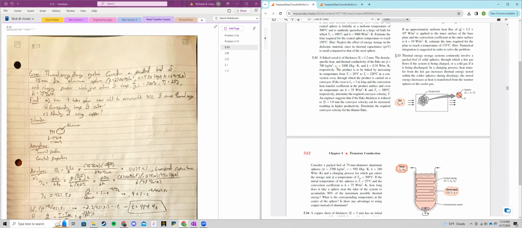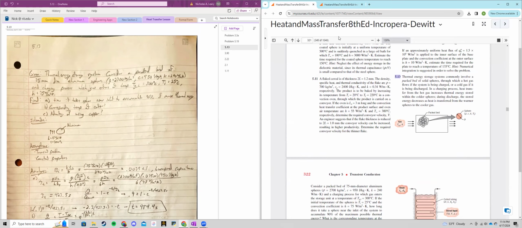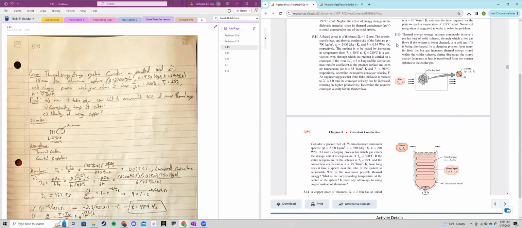Okay, today we'll be solving problem 5.13 from the Heat and Mass Transfer 8th edition. Starting off with the problem statement in the textbook, it just gives a brief definition of what kind of thermal energy storage system we are using.